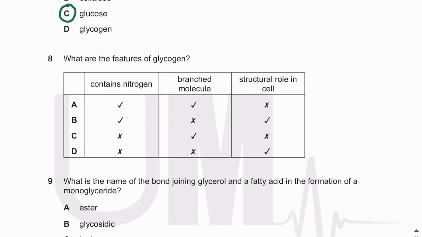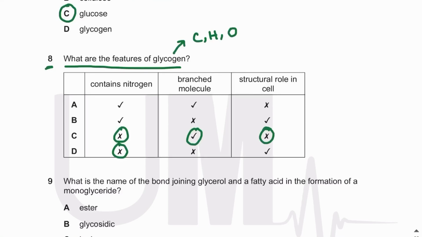Let's move on to MCQ number 8. What are the features of glycogen? So guys, glycogen does not contain nitrogen because glycogen is a carbohydrate. It only contains carbon, hydrogen and oxygen. Glycogen is a branched molecule. And glycogen does not have a structural role in a cell. It has the storage role. Glycogen stores glucose in animals, fungi, bacteria, etc. Right? Cellulose has a structural role and not the glycogen. So the answer will be C.